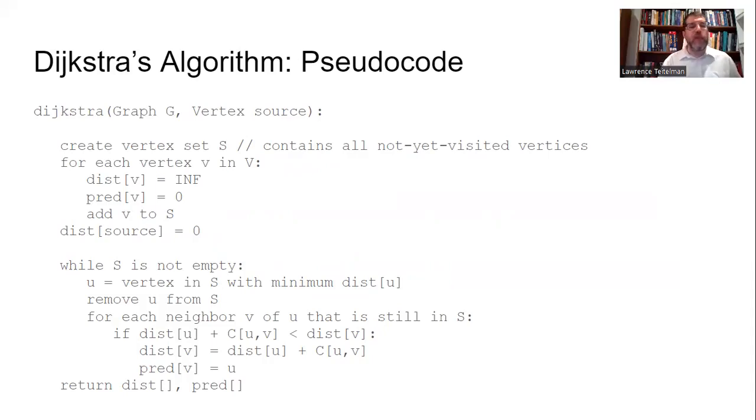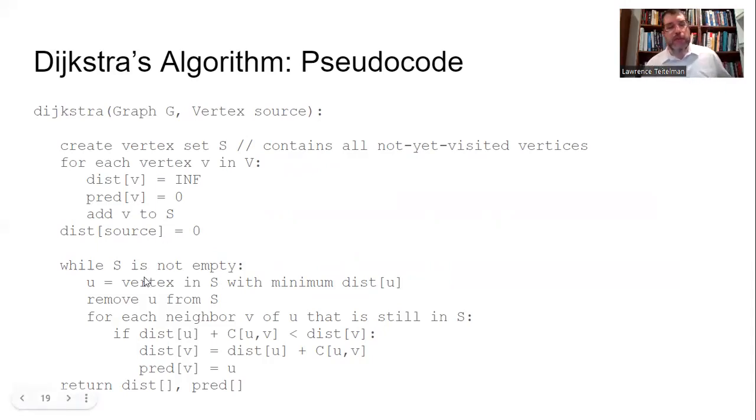Right? And then I say as follows. For the vertex itself, the source, the distance is 0, right? There's no cost, no distance of going from the source to the source itself. So we make that a special case and we say that's 0. Now here's what we do.